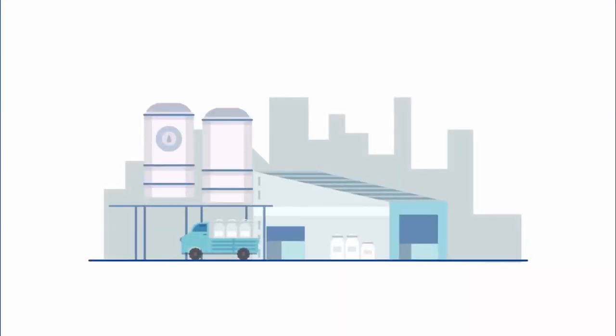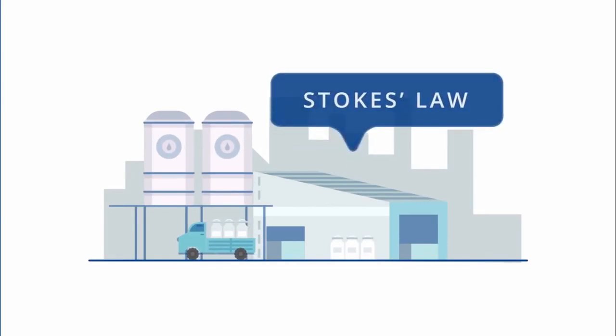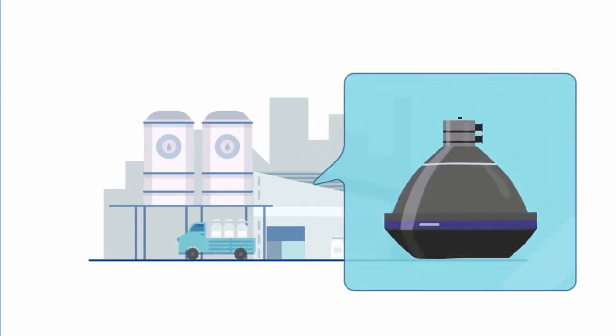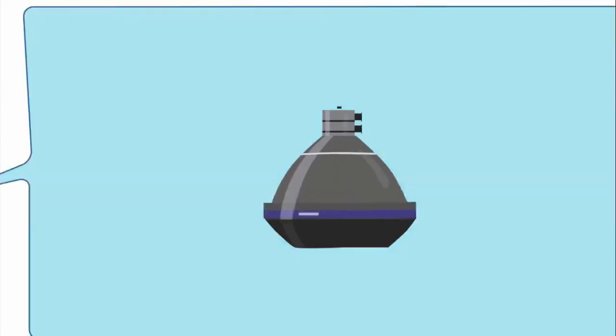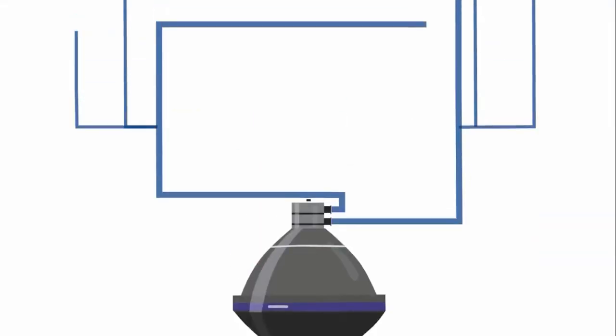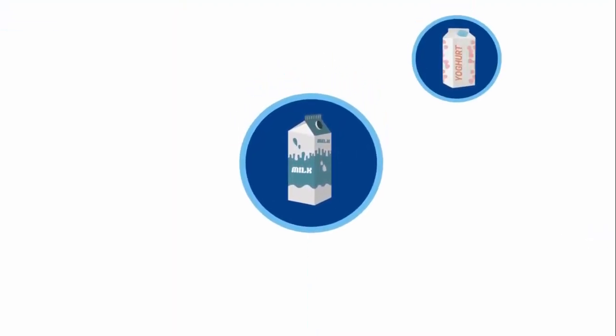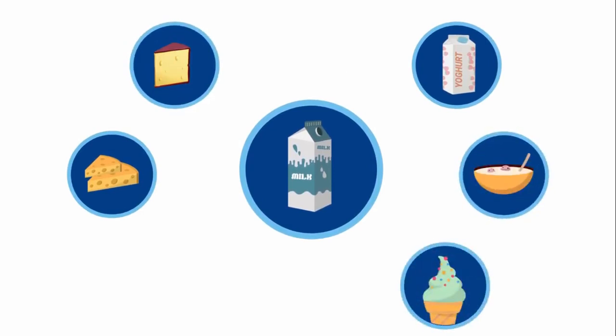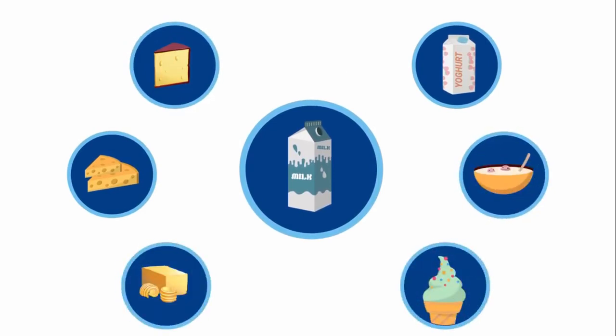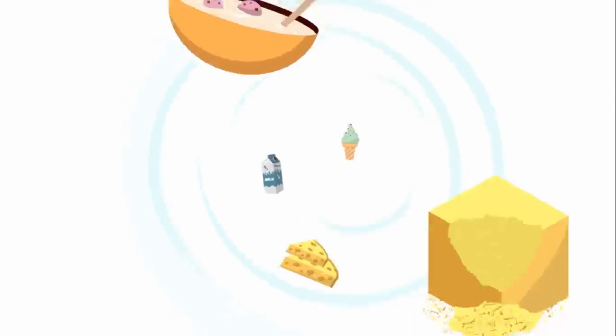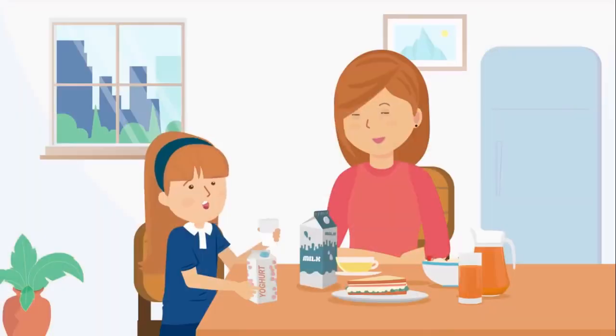The dairies that produce the milk we buy are using Stokes' law in big centrifugal separators. They separate the cream from the milk, which are then mixed back together in the right amounts, depending on the type of milk, or yogurt, or cheese, or whatever dairy product they want to make for us. So, Mum, now you know some of the science behind the stuff on our breakfast table. Don't you think that's cool?